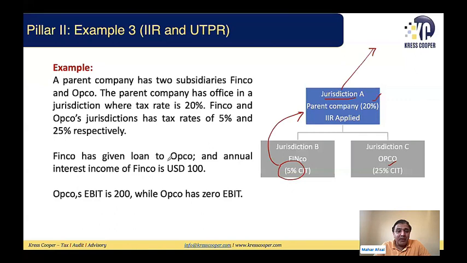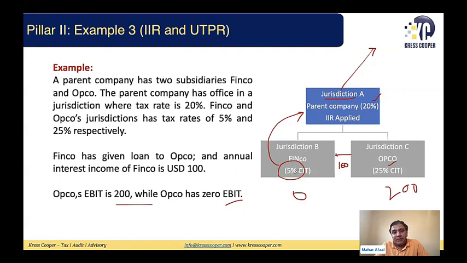So FinCo has given a loan to OpCo, and they are charging interest income of 100. The loan has been given by FinCo to OpCo, and FinCo is charging interest, and the value of the interest is 100. OpCo EBIT is 200, FinCo has 0. Earning before income tax here is 200, here earning is 0, except this interest.